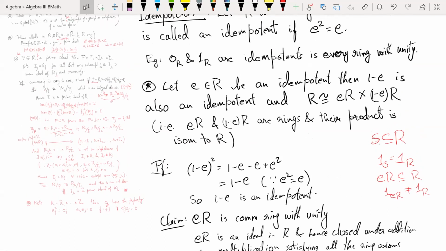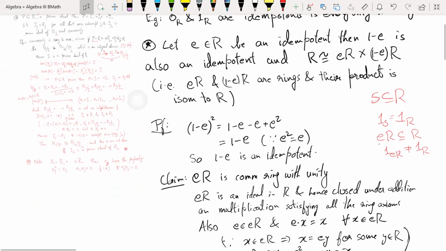So let's see a proof of this thing. This is a fairly straightforward calculation that 1 minus E is idempotent.